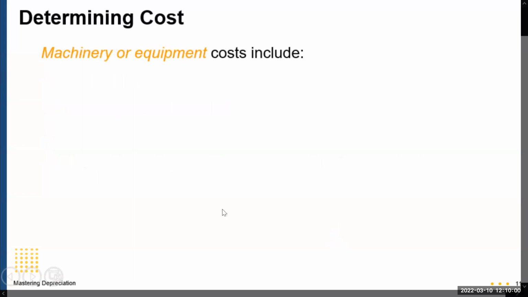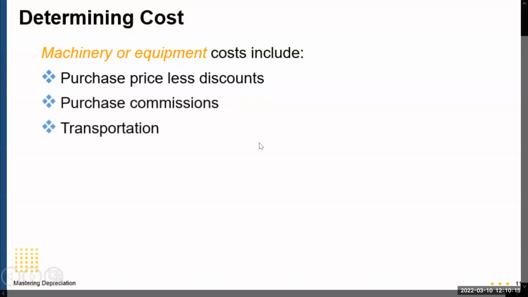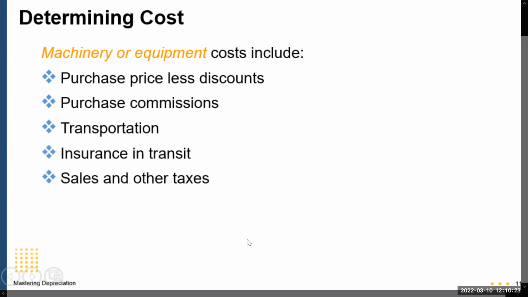With machinery and equipment you can depreciate faster, so that would be a benefit compared to putting it in the building account. If you're buying machinery or equipment, it's the purchase price less any discounts. If you got a discount on it, obviously you don't get to put that in there. Any commissions, freight charges, transportation to get it, any insurance to get it to you, any taxes, and installing it and making it ready to use.